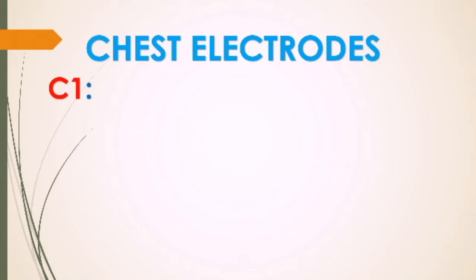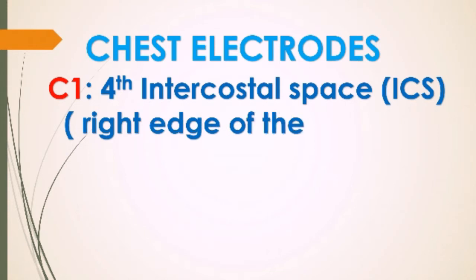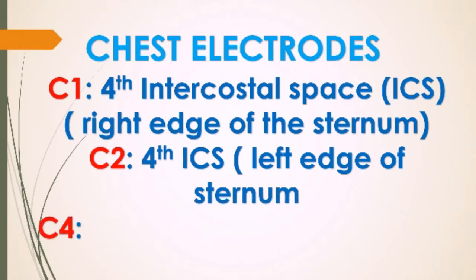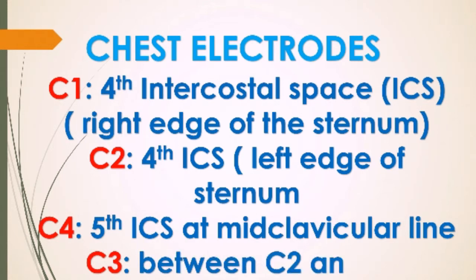Now let's see the placement of chest electrodes. The first electrode is C1. It is placed at the fourth intercostal space, that is the space between the fourth and the fifth rib, at the right edge of the sternum. C2 is placed at the fourth intercostal space, but at the left edge of the sternum. C4 is at the fifth intercostal space at the level of the mid-clavicular line. Then C3 is between C2 and C4.